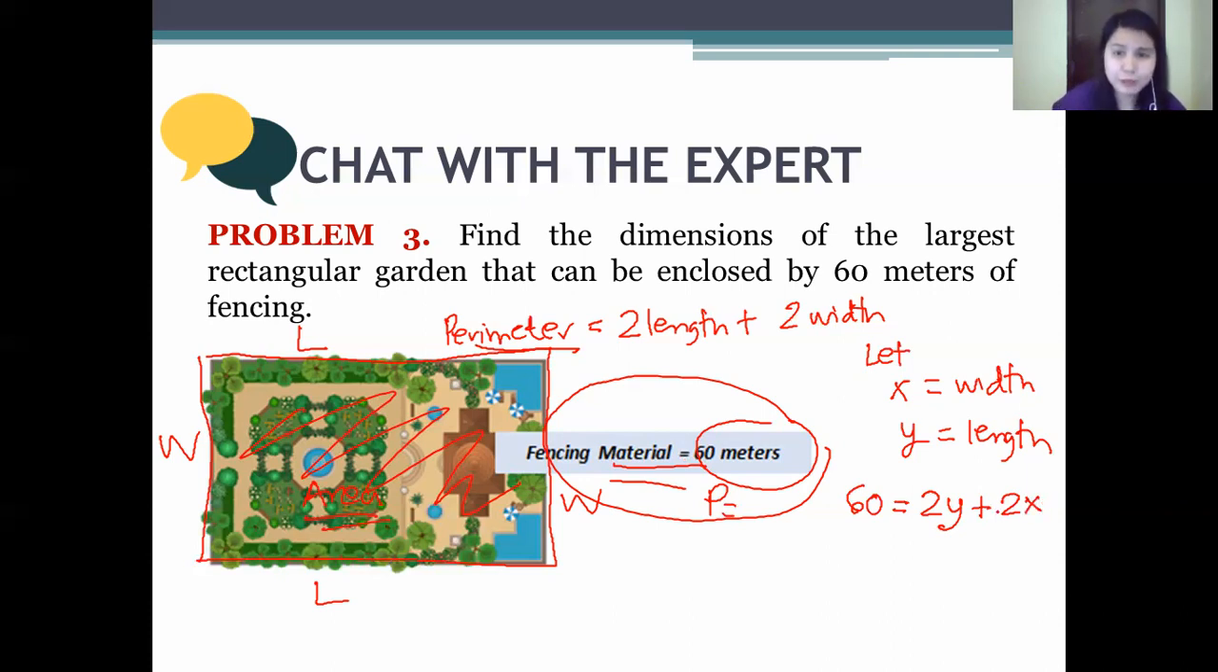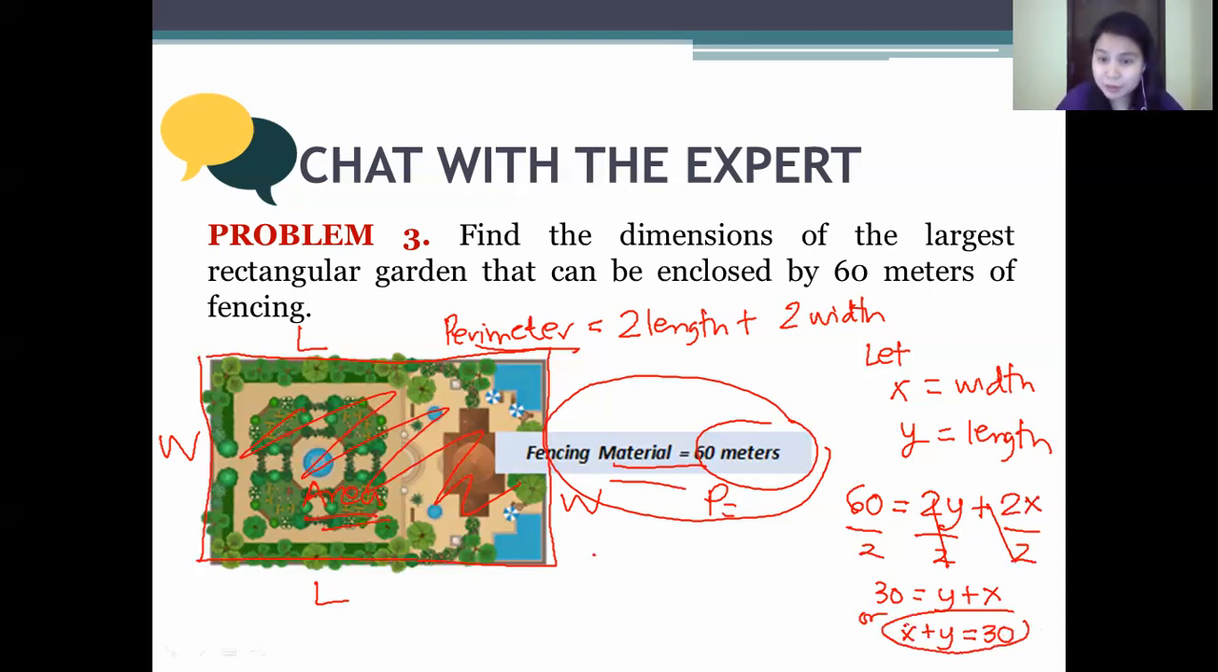Now, if we divide them all by two, to simplify, we have 30 equals Y plus X, or we can write it as X plus Y equals 30. Now we need to write it in function of y. Remember, we have our function, that's y. So we'll move x to the other side. We have y equals 30 minus x. So this is now our y.